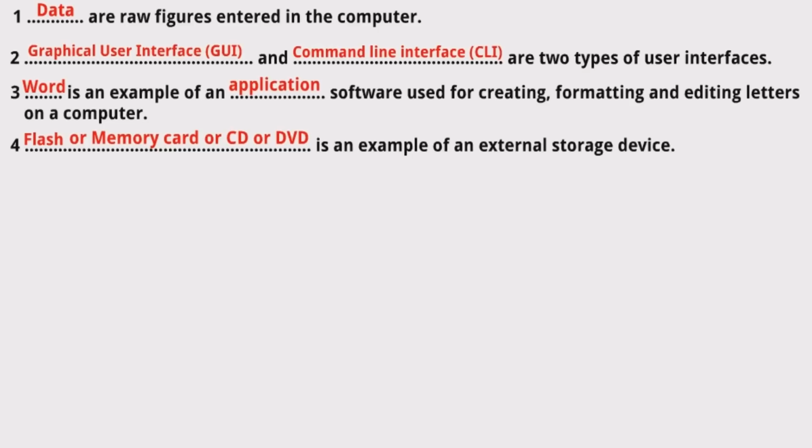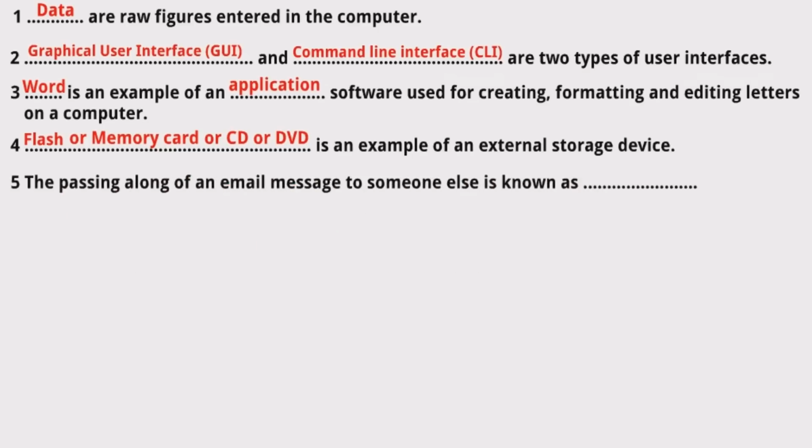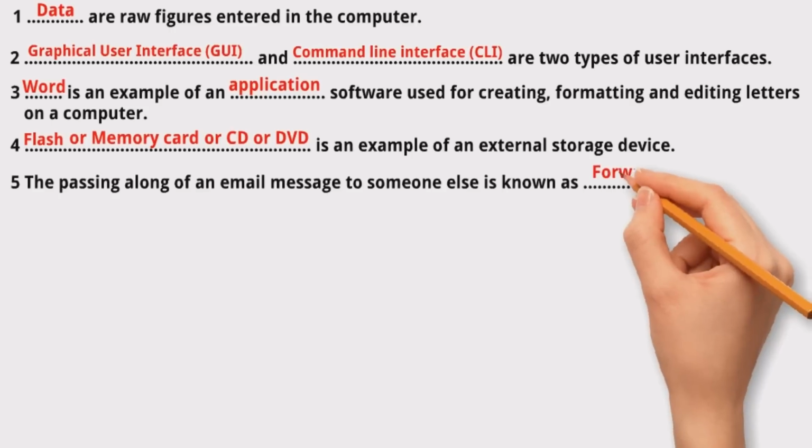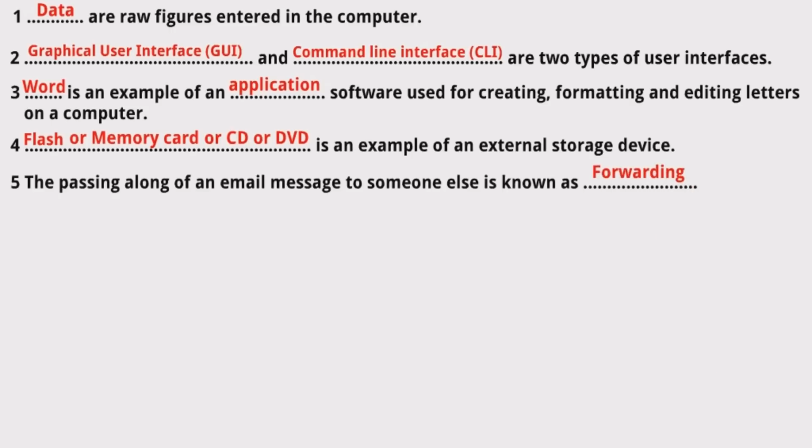We come to question 5, which is the passing along of an email message to someone else is known as forwarding. Okay, so it's not only email. You can forward a text message, a video message, anything. You can forward a WhatsApp message. If you receive a message and you send it to someone else, that is forwarding.